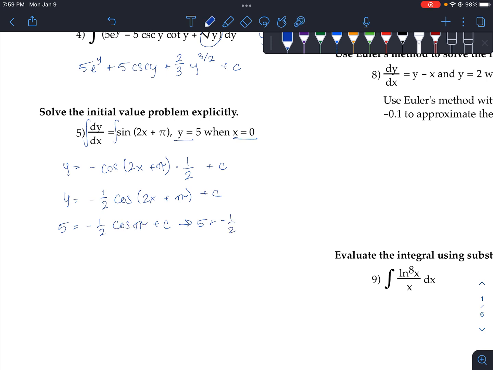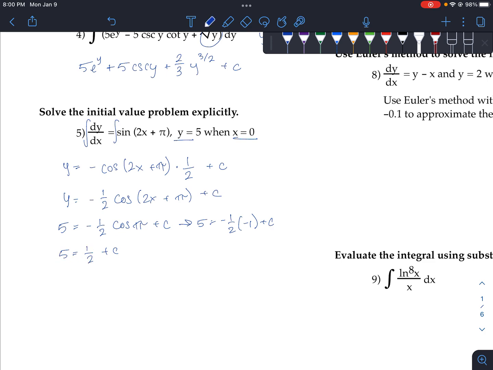If you think about the graph of cosine, it looks like this, and halfway would be pi. So you could see at pi, it's going to be negative 1. So negative 1/2 times negative 1, and then plus c. So this will result in just 1/2. So I get 5 is equal to 1/2 plus c.